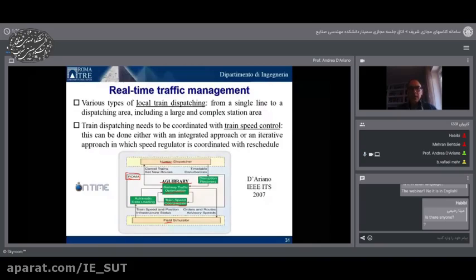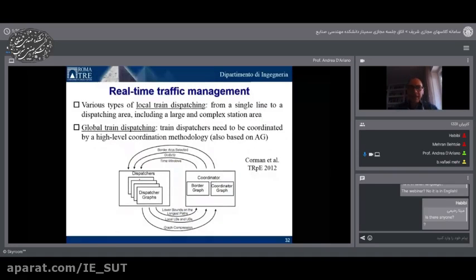Okay. Then another type of problem in real-time traffic management that is important to handle is the global train dispatching. In global train dispatching, we are enlarging the scope. Now we need to coordinate several local train dispatching areas. This problem is getting more complex because the number of variables increases and the size of the network increases. For solving this problem, you need a number of decision support tools, one for each dispatcher, that we call dispatcher graphs. Each of these graphs is an alternative graph.